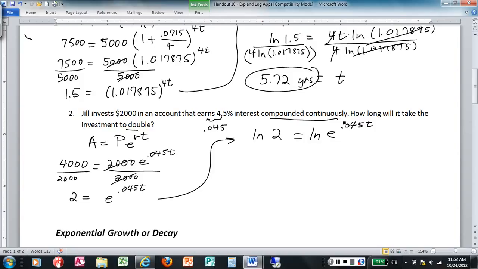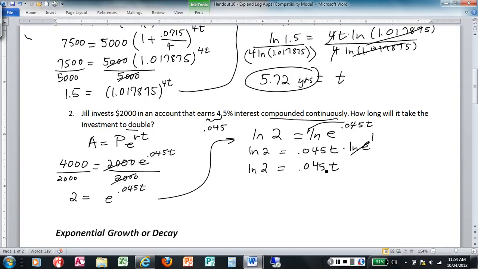What that allows me to do is bring that power down. So I have ln of 2 equals 0.045t times the ln of e. Hey, but that's even much nicer than problem number 1, because what about the natural log of e? Yeah, the natural log of e, that always reduces to 1. So on the right side, I'll have ln of 2 equals, and then on the right side is just 0.045t. I don't have an ln left on the right side.